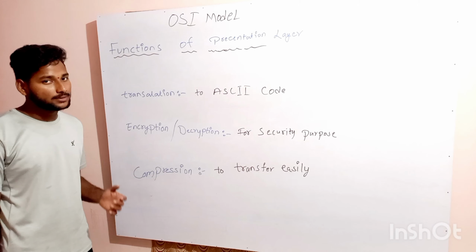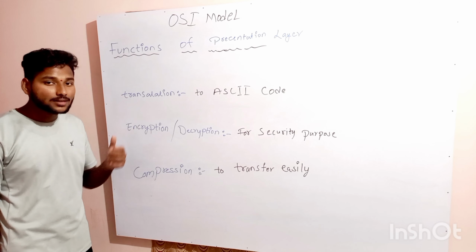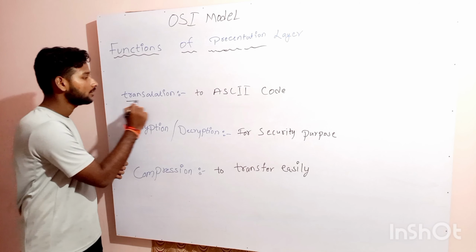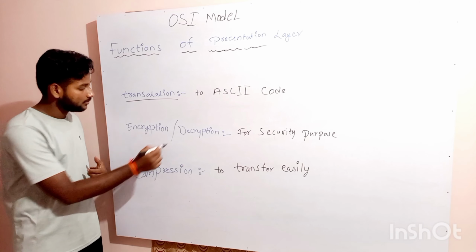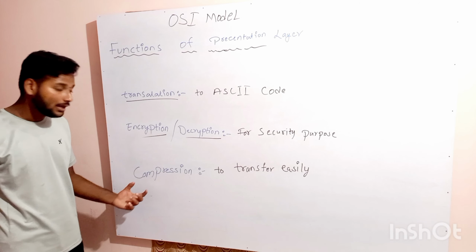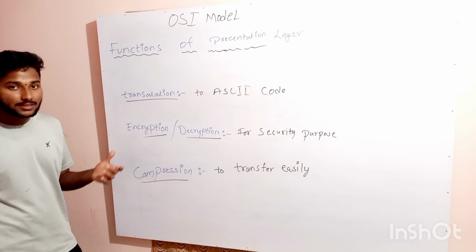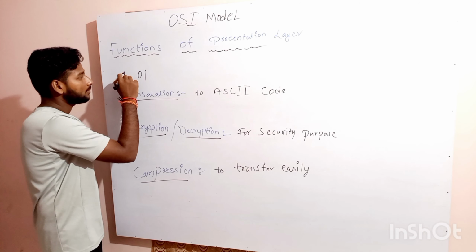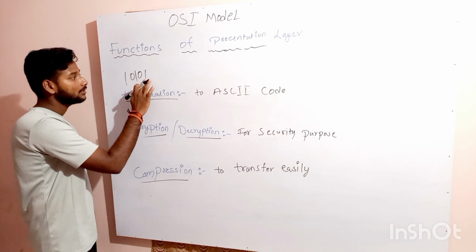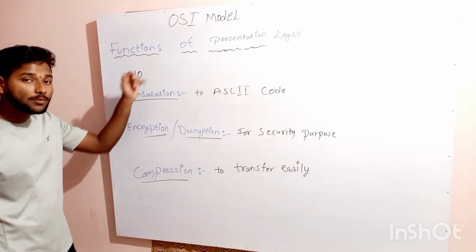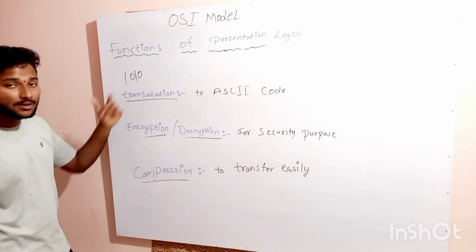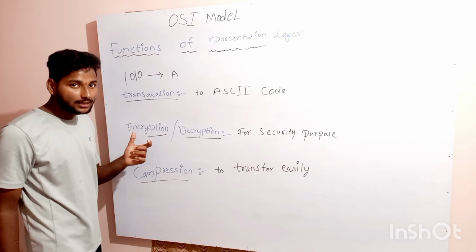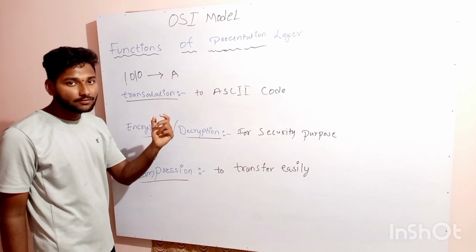Let's see what happens in the presentation layer and its functionalities. The presentation layer functionalities are translation, encryption and decryption, and compression. In the presentation layer, the data is received in the form of binary, for example 1010. What is the ASCII code for 1010? It is A. For example, the sender wants to send the information A to the receiver.